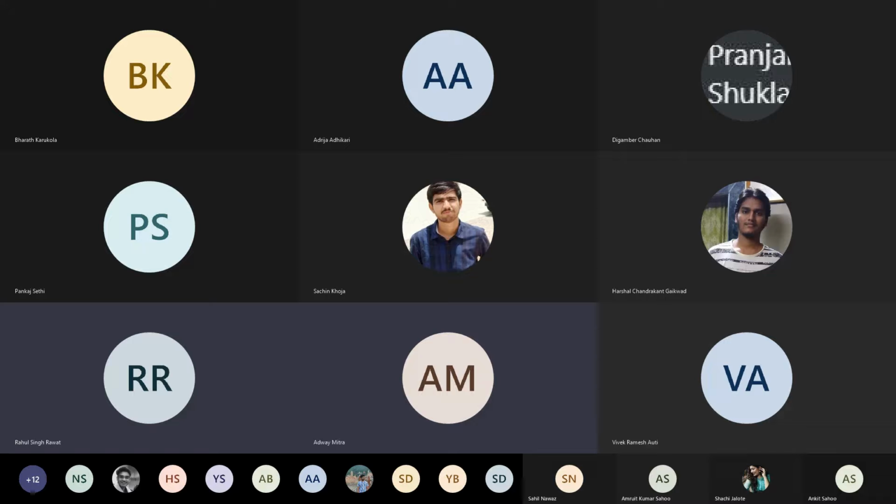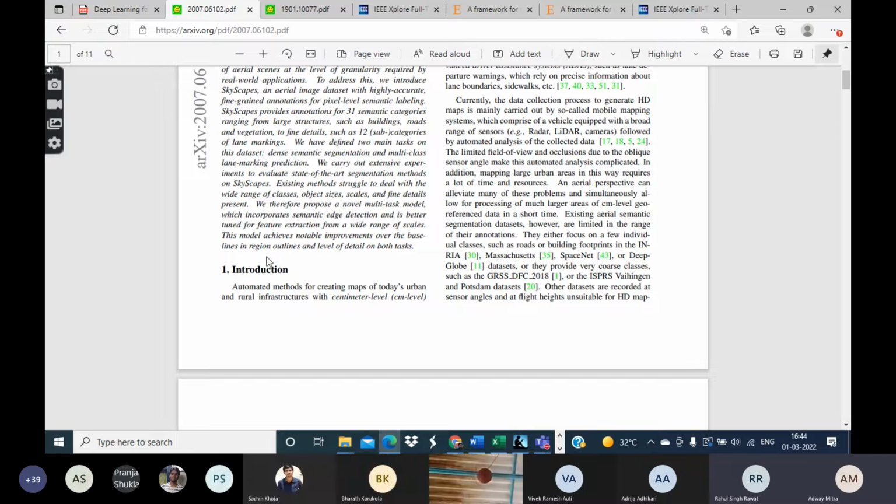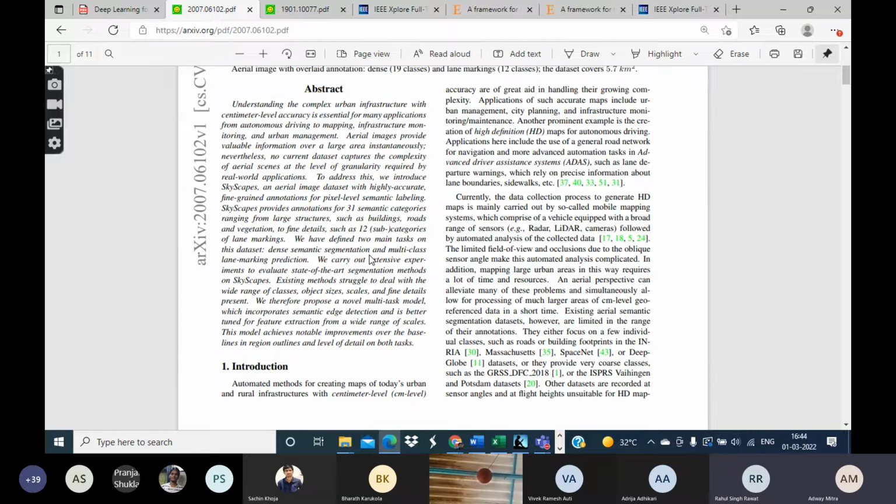edge detection and is better tuned for feature extraction from a wide range of scales. This model achieves notable improvements over the baselines in region outlines and level of detail on both tasks. Okay, so that is what the abstract is saying. So now let us briefly go over the various details of the paper.